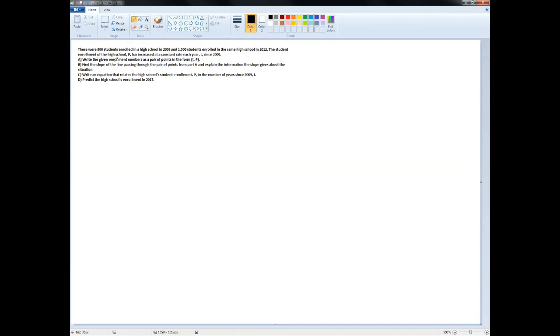The first thing they want us to do is write the given enrollment numbers as a pair of points in the form T, P. Some students may want to write 2009 as the year, but I'm going to ask you to just write 0, because we're starting in 2009, the very beginning. And then the next year, 2012, that's 3 years later, so our next ordered pair is going to start with a 3. We're just counting the years instead of using the actual years.